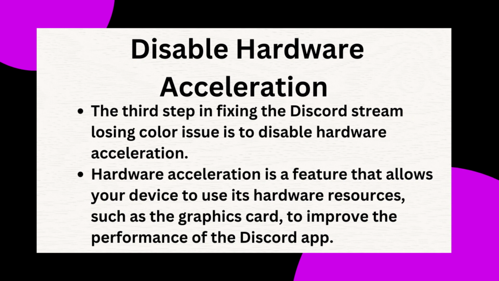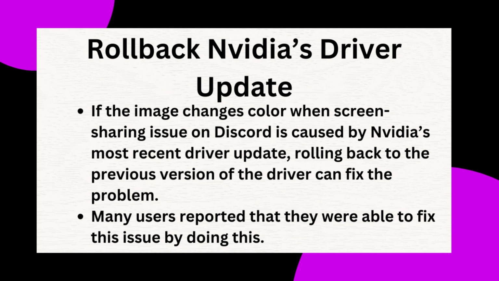Disable the hardware acceleration. The third step in fixing the Discord stream losing color issue is to disable the hardware acceleration. Hardware acceleration is a feature that allows your device to use its hardware resources, such as the graphics card, to improve the performance of the Discord app.